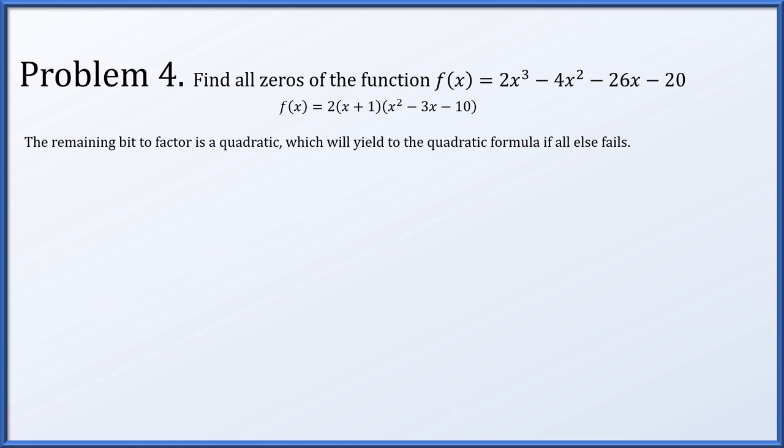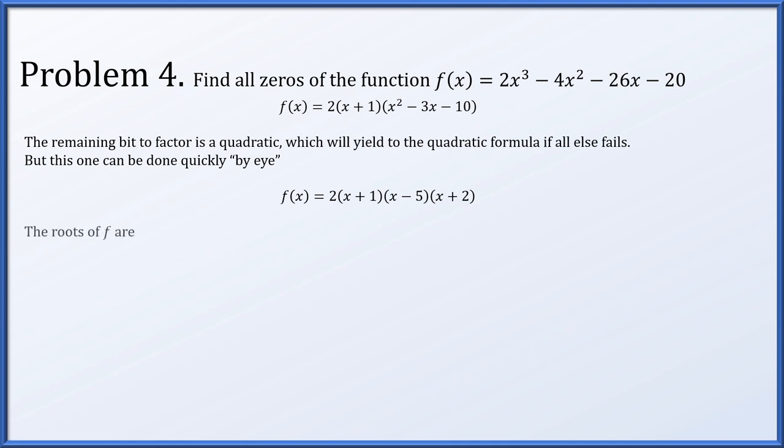Now that we have worked our problem down until we have a quadratic, you can always use the quadratic formula to find the two roots, which gives you the two factors. This quadratic factor of x squared minus 3x minus 10, since its leading coefficient is 1, we're essentially looking for two numbers that multiply to negative 10 but add to negative 3. In other words, minus 5 and plus 2. So we produce the factors x plus 1 times x minus 5 times x plus 2.